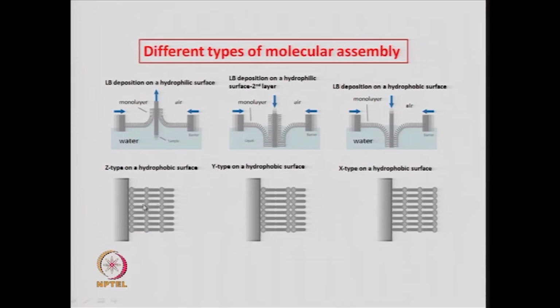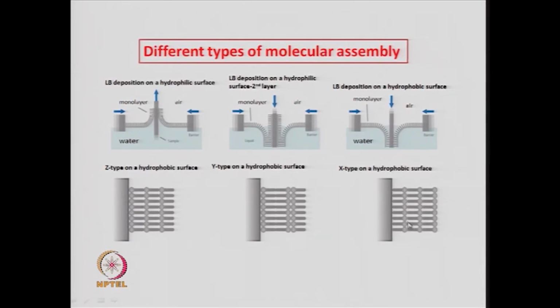For example, this is showing a 3-layered LB film, and it is called the Z type, because all the molecules are pointing in the same direction. So, you have one layer with the head group pointing in towards the surface of the substrate, then the second layer is again pointing towards the surface of the substrate, the third layer is also pointing in this direction. This is the opposite type, where the tails are close to the substrate, and this is on a hydrophobic surface, and this is an X type on a hydrophobic surface.